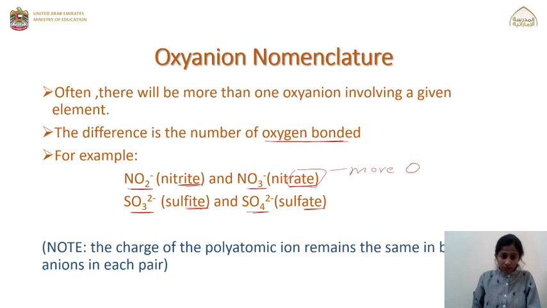But if you refer to the example 1 and 2, you can see that in these pairs, the charges are the same. Even for nitrite, the charge is -1. Nitrate, the charge is -1 as well. For sulfite and sulfate, for both of them, the charge is -2. The charge of the polyatomic ion will be the same, even though the number of oxygen is more or less.